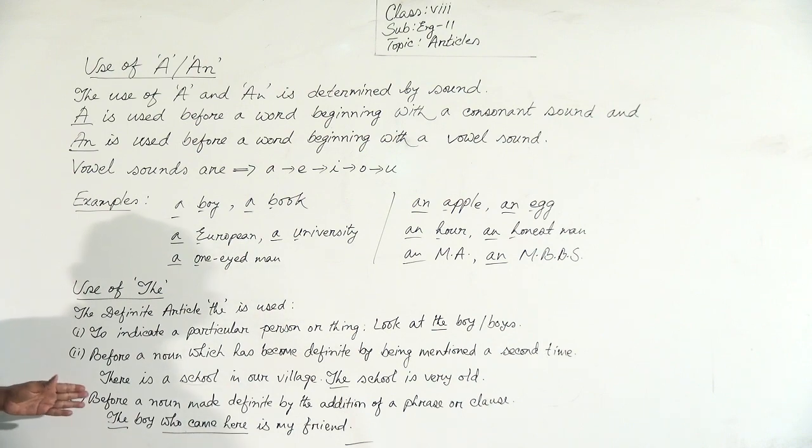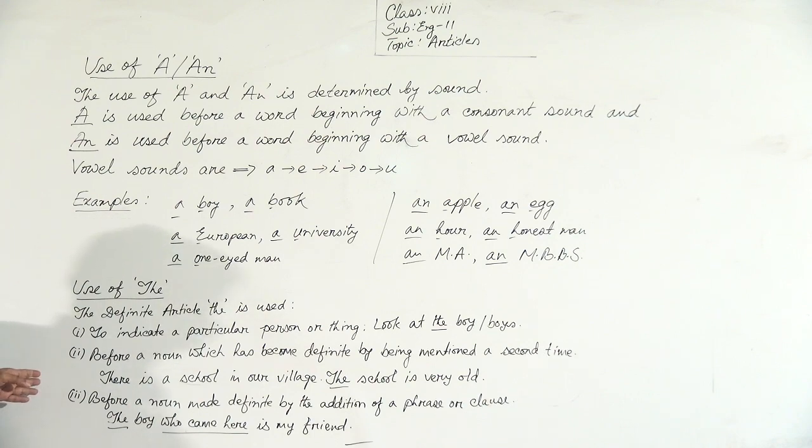So, before a noun made definite by the addition of a phrase or a clause, we have to use the definite article THE before the noun. As the boy is definite by the addition of a clause, we have to use the definite article THE before boy. Okay, in this way we have to use the definite article THE.